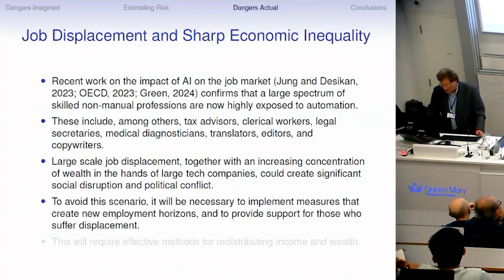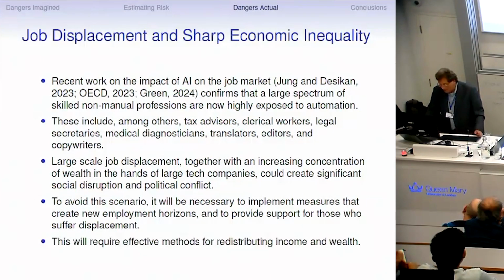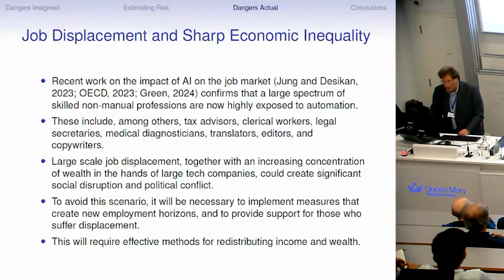Now, to avoid the kind of disruption that this would involve, it's going to be necessary to implement measures to create new employment, new kinds of employment, and to provide support for people who are thrown out of work. And that's going to require redistributing income and wealth. That's actually an imperative. The problem, of course, then becomes an issue of social policy and political priority, and we'll talk about that next week. But it is a looming issue, and you can see it arising now in the current American election. Right? I won't mention any names, but who's come out as a strong supporter of Donald Trump and why?